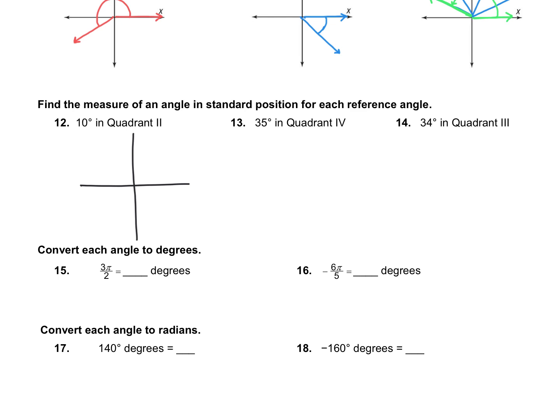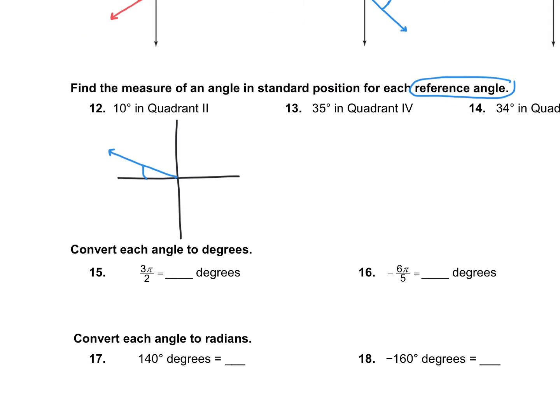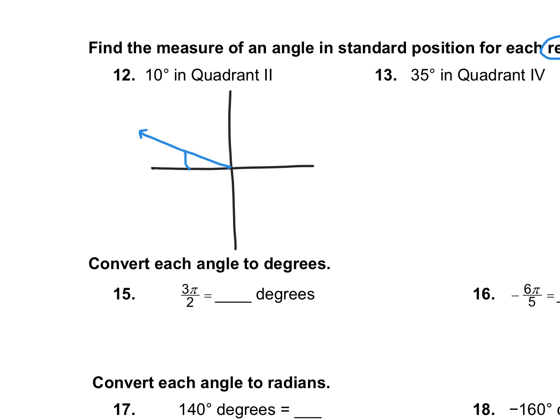So a reference angle is an angle that references the x-axis. So that means that we have an angle that is 10 degrees off of the x-axis, but in quadrant 2. So I'm going to go to quadrant 2, I'm going to go to the x-axis, and I'm going to go 10 degrees off of the x-axis. And I'm going to draw the angle. And this is 10 degrees right there. That is the reference angle.